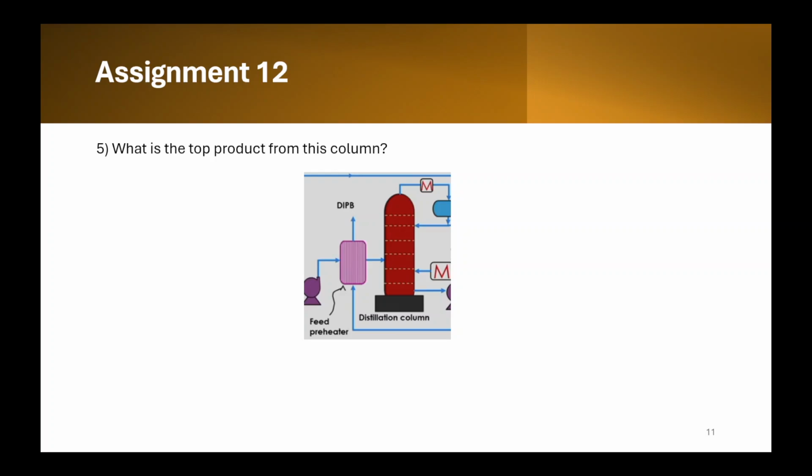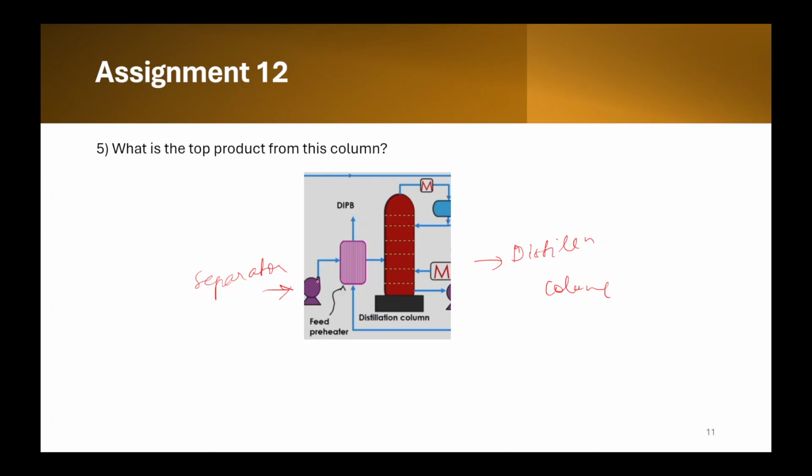What is the top product from this column? So you saw this is the feed preheater. Before this is the separator, and after this is another distillation column. And this is another distillation column in the middle. So here, what is the top product?